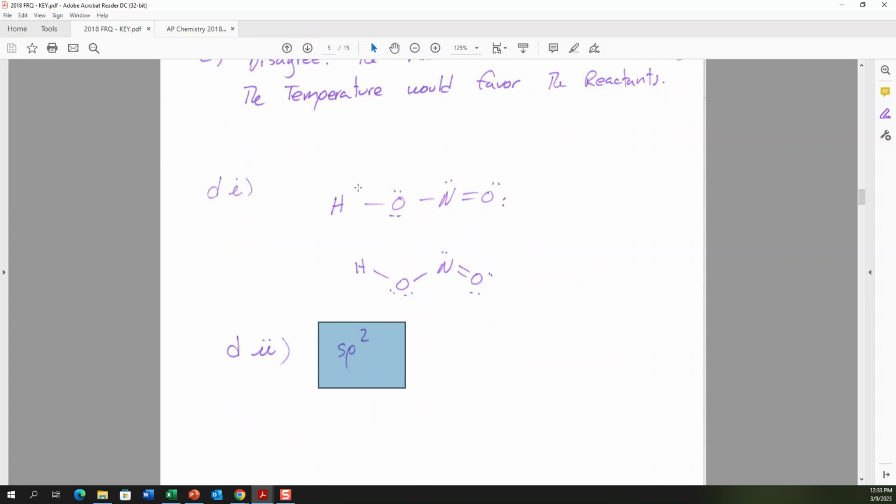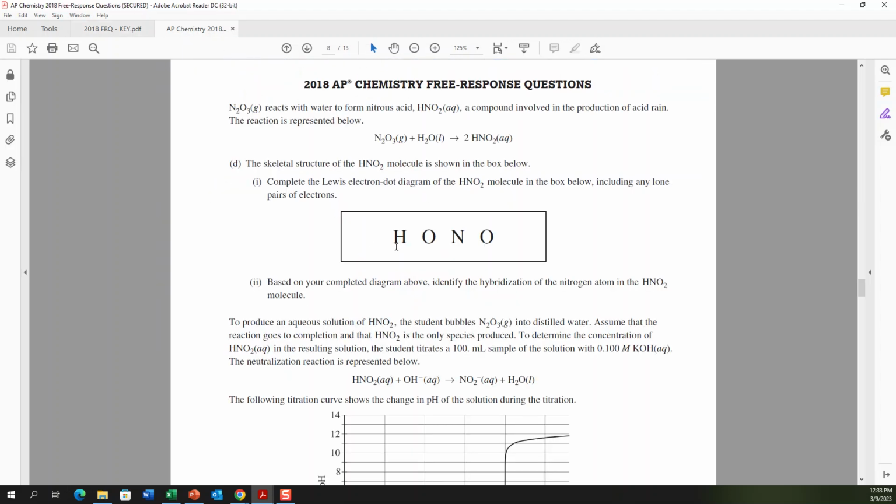Okay, so this oxygen would be sp3, the nitrogen here is sp2, and this oxygen would be sp2 as well, because it also has 3 domains around it. So this oxygen would be sp3, but this nitrogen and this oxygen, they both would be sp2, just in case they ask about the other one.